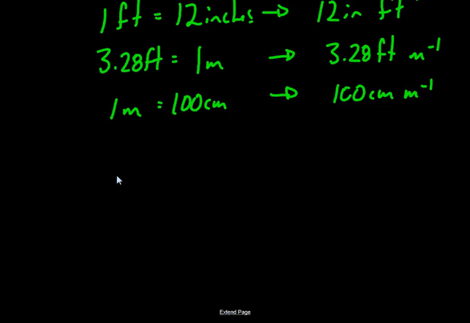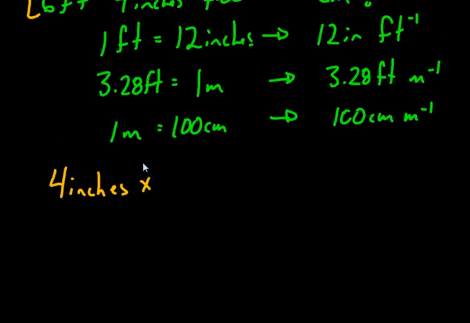Okay, so let's do that first. Let's get 6 foot 4 inches just into feet. So if I have 4 inches, okay, I'm going to multiply by the conversion factor that takes inches to feet. Okay, but I look at it and it's written in this way.